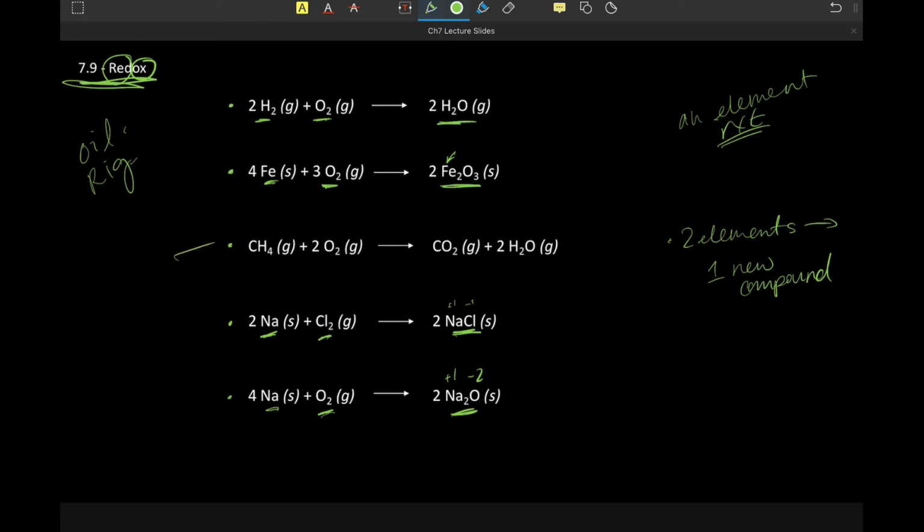This does double duty as a redox and combustion reaction, which we'll talk about momentarily. But I do want to emphasize the elements part. The only option for elements is to put them together to make a new compound. And then we have our combustion reactions.